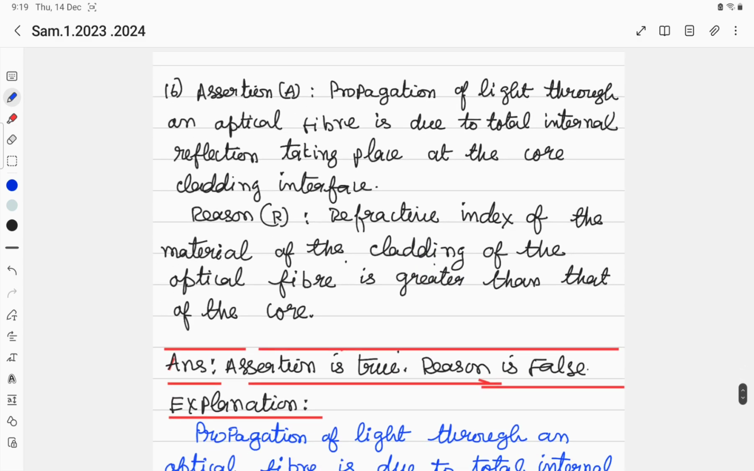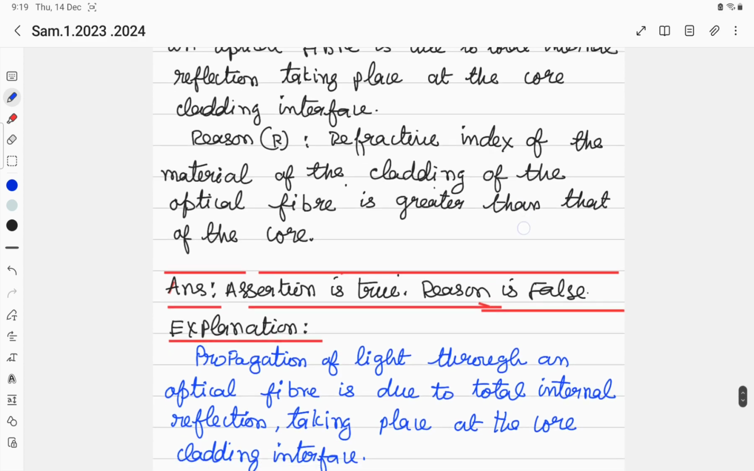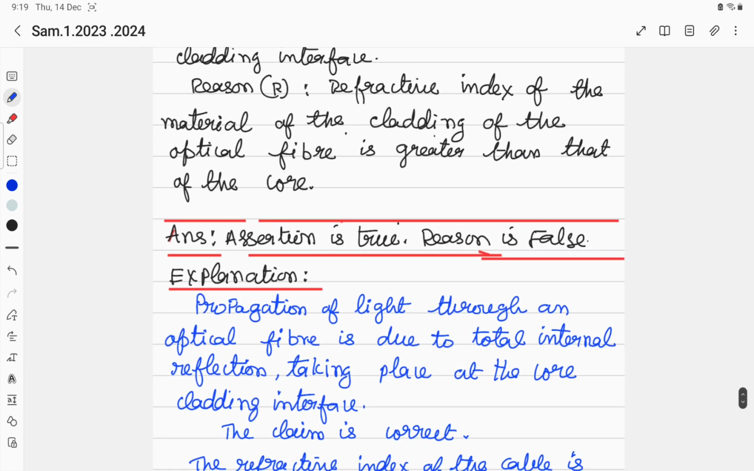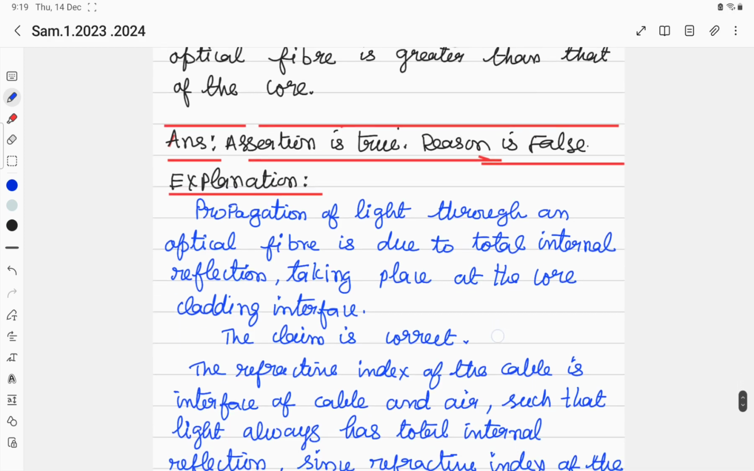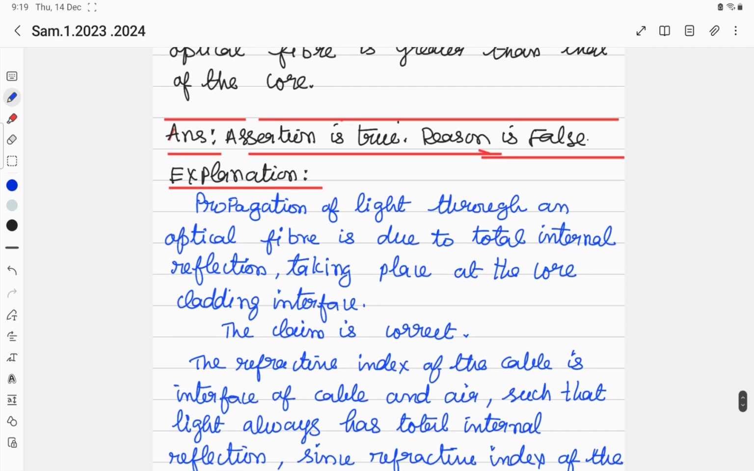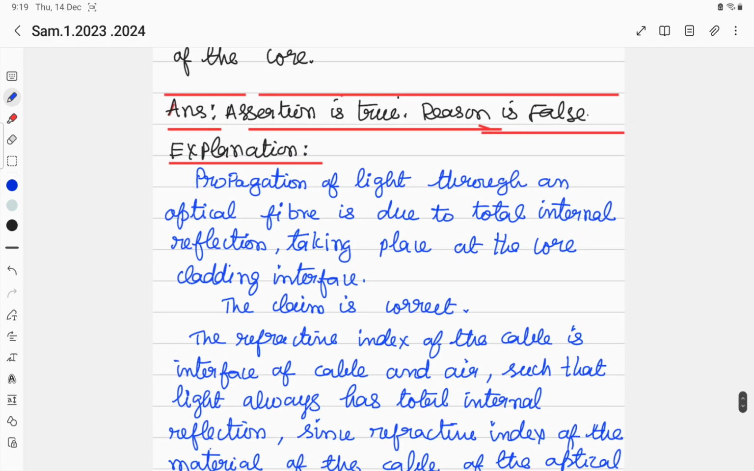16th one. Assertion. Propagation of light through an optical fiber is due to total internal reflection taking place at the core-cladding interface. Reason. The refractive index of the material of the cladding of the optical fiber is greater than that of the core. Here the answer is: assertion is true, reason is false.